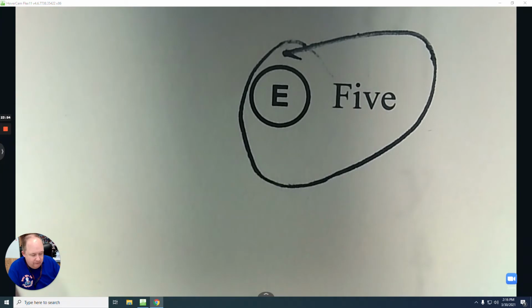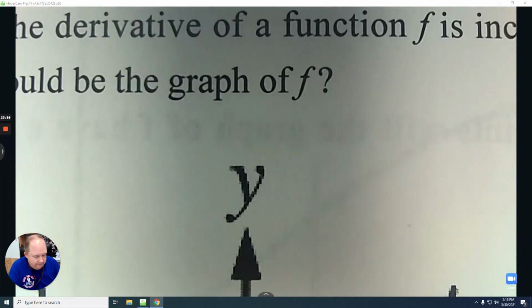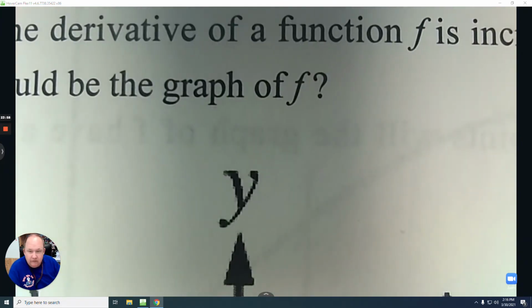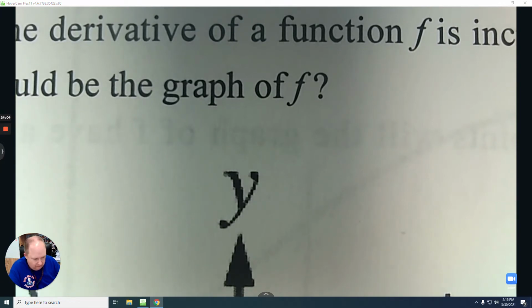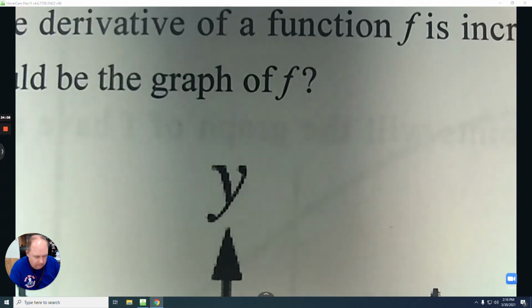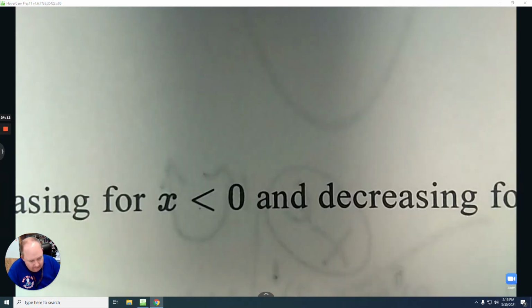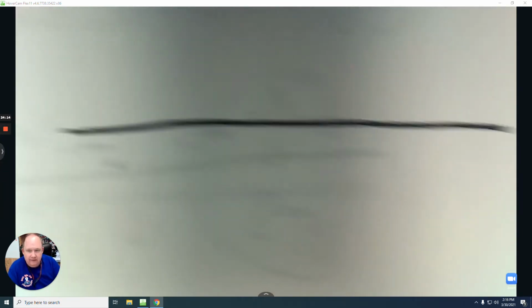So there's the answer. All right, number 37. The derivative of the function f is increasing for x less than 0 and decreasing for x greater than 0. Which of the following could be the graph? So I'm going to draw a number line so I can understand this.